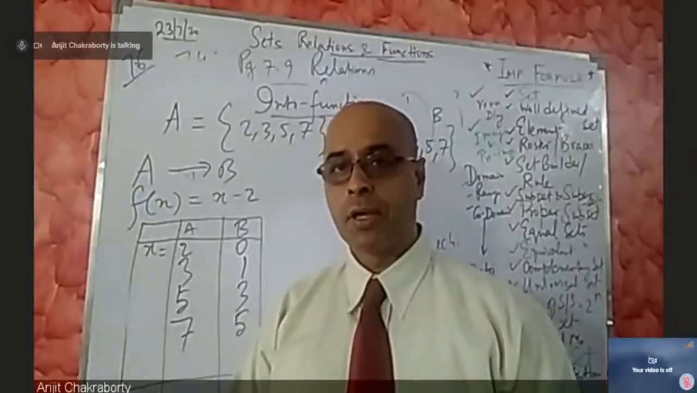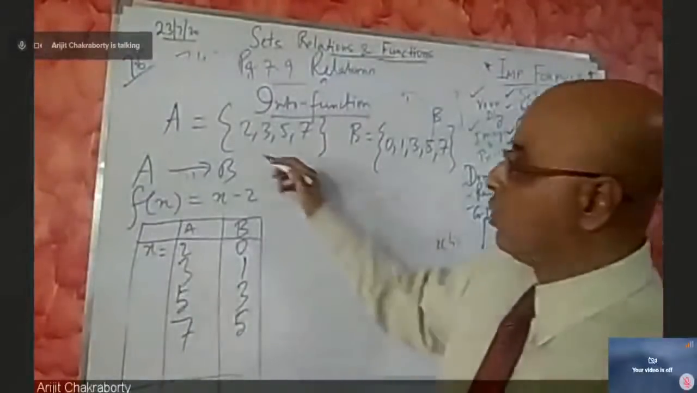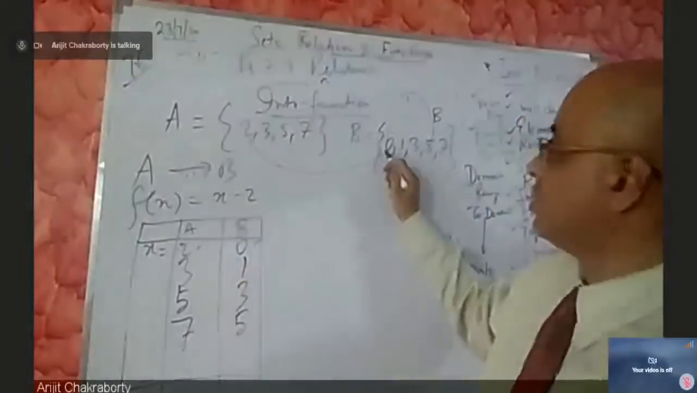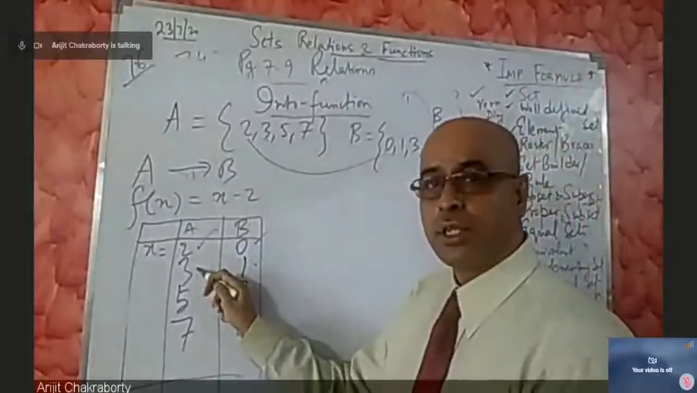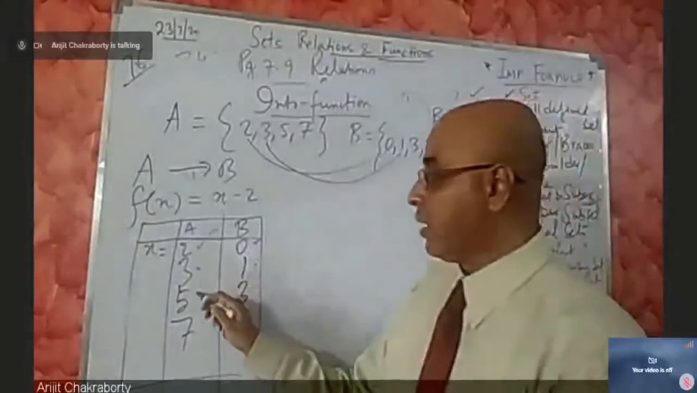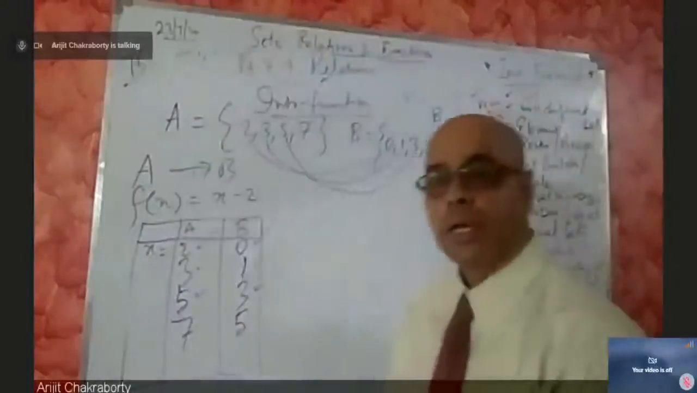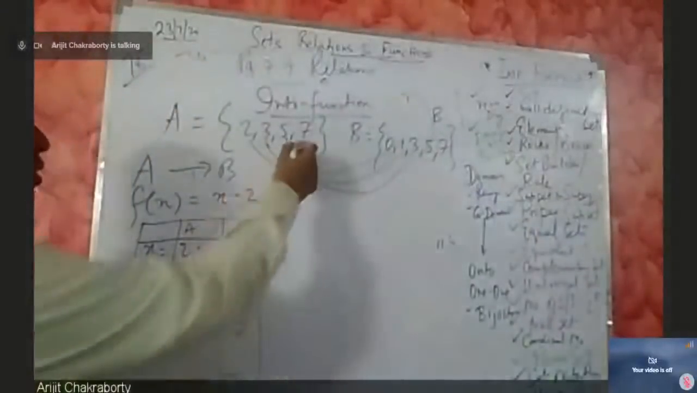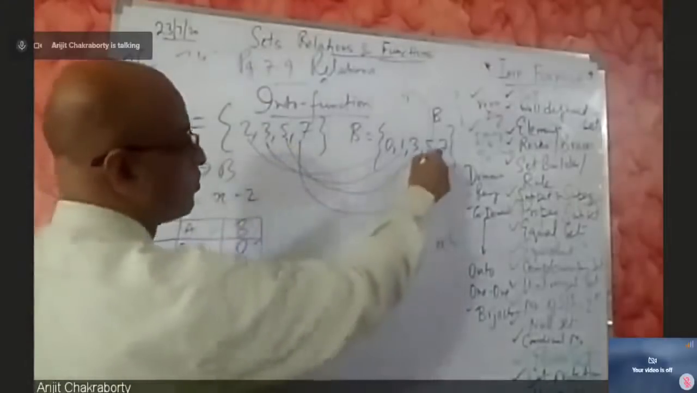So, what type of situation do we have now? Well, 2 is linked with 0 because when x is 2, b is 0. When x is 3, b is 1. So 3 is linked with 1. When we have 5, it is 3. So 5 is linked with 3. And when x is 7, 7 minus 2 is 5. So 7 is linked with 5.